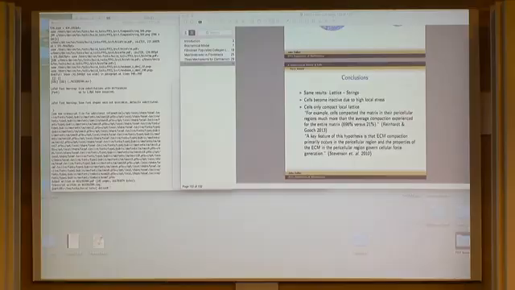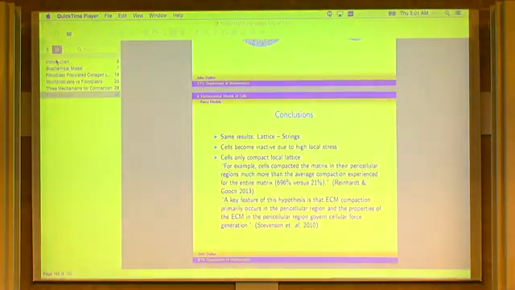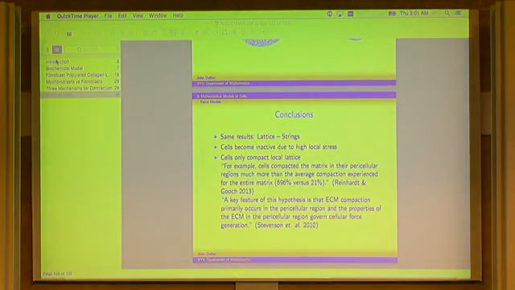Any other questions? In your second model, can you predict something for the lattice? For example, if you reduce biochemically the force of the cells by blocking myosin or something?